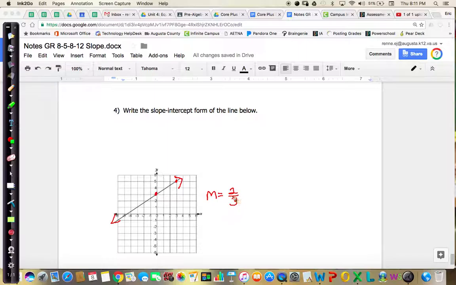I don't have to simplify that because they're not both negative, and 2 over 3 cannot be simplified. So my slope is 2/3. My b is +3 because I crossed the y-axis at 3. So I'm going to put the two together and write my final slope-intercept form. So y equals 2/3 x plus 3.